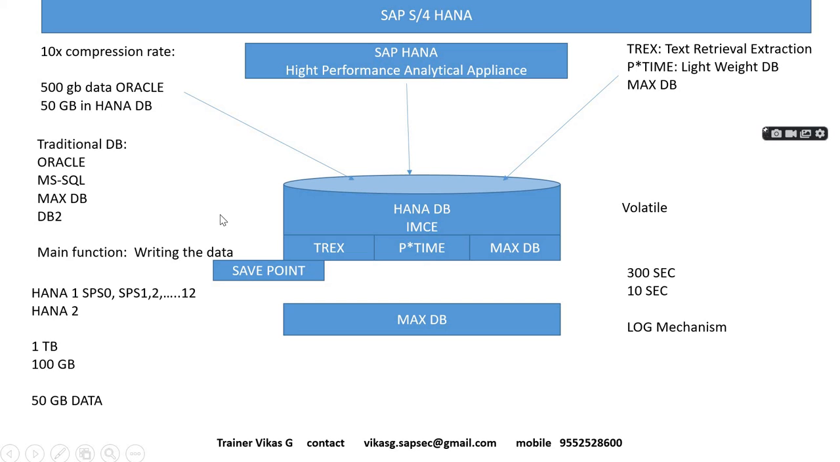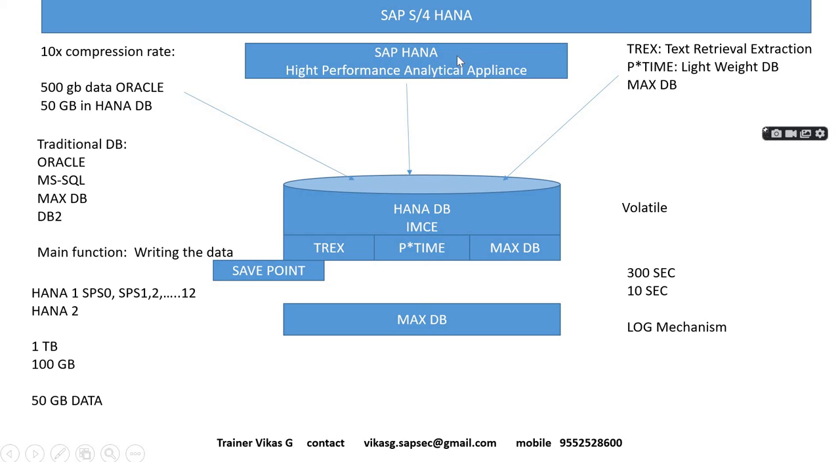Okay, and the second thing is that it is an in-memory database, so all the information is stored in main memory, and from main memory it is communicated to the processor, and from the processor it goes to the presentation layer. And time-wise, if in the previous version completing a transaction needed 300 seconds, now it requires 10 seconds to complete the same transaction. So these are some advantages of SAP S4 HANA.